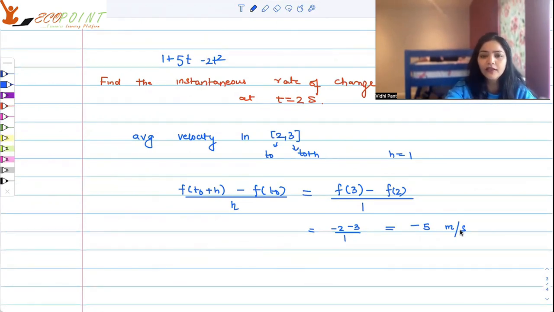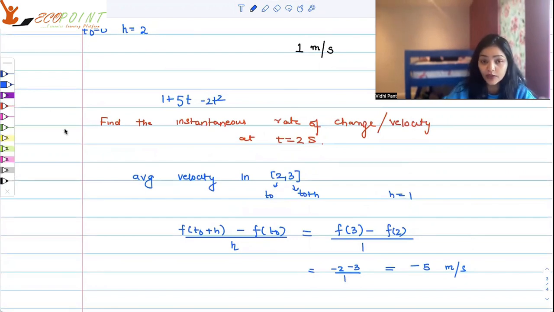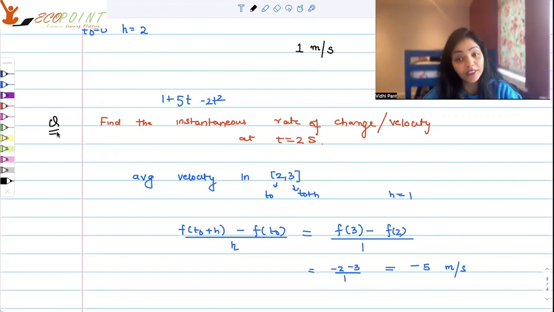Now, what am I asking you? What is my third question? The question that I gave you is that you have to find the instantaneous velocity at 2 seconds. I know that between 0 to 2, it is 1 meter per second. I know between 2 to 3, it is minus 5 meters per second. What is it at 2? That's what we want to figure out. So this is a crucial question.